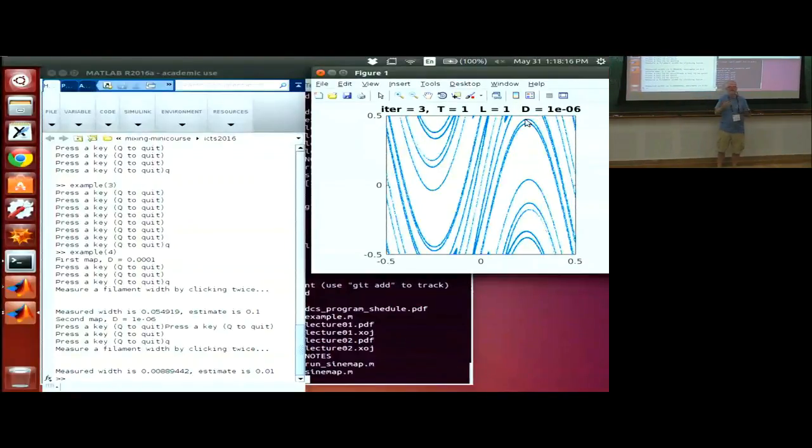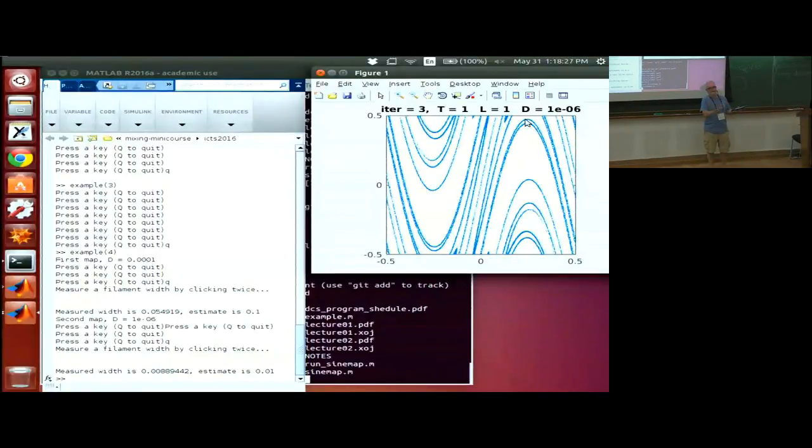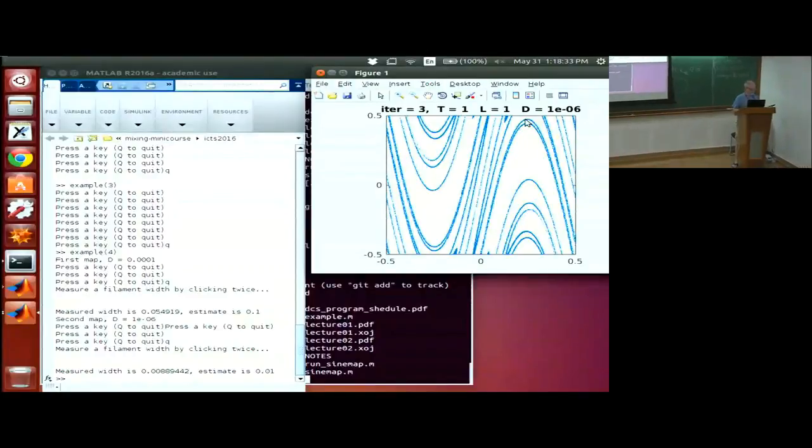So again, the balance between the exponential stretching and the diffusion creates these filaments, and by measuring this width, we can say something about the flow. Of course, if we don't know the noise or the stretching, we can't determine either, but we can at least determine a combination of the two. Okay.